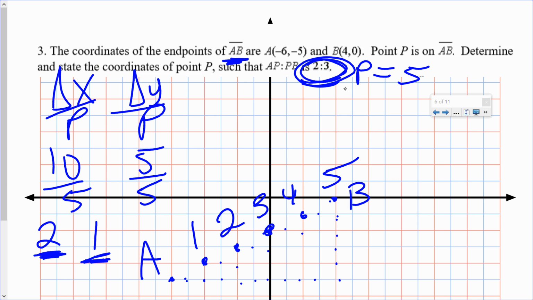The answer is the first number in the ratio, which in this case is 2. The coordinates of that point are (-2, -3), and that's your answer.